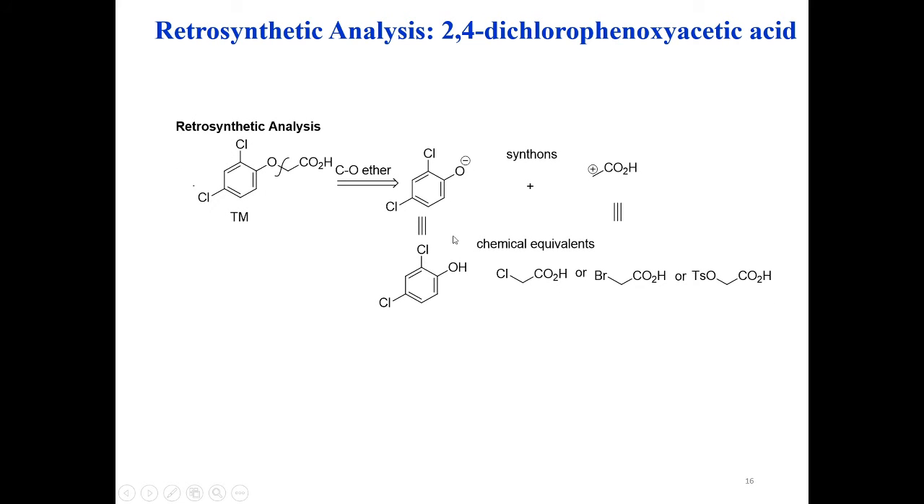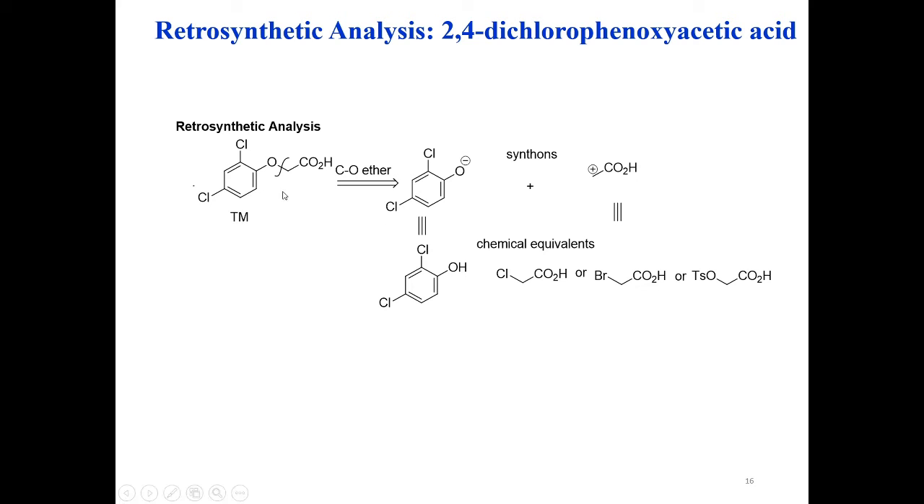Now we will see the retrosynthetic analysis for 2,4-dichlorophenoxyacetic acid. When you spot this molecule, you have an ether linkage in this target molecule. We need to cleave the C-O ether bond to get the synthons. One will have the alkoxide ion and the other will have this cation.